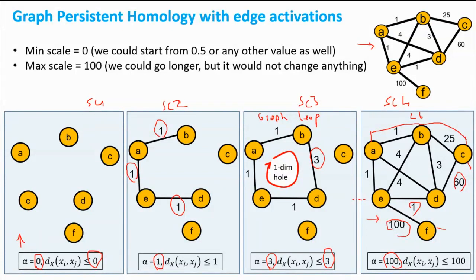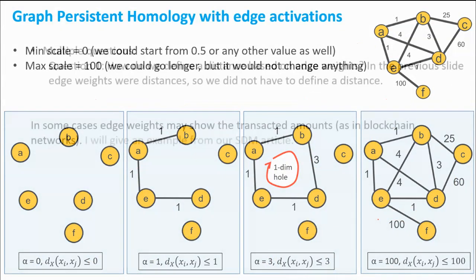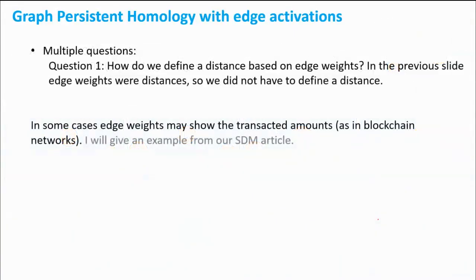Any questions here? So this was edge activation, Vietoris-Rips. Now, there are multiple questions here. The first question is, how do we define a distance based on edge weights? In the previous slide, I said that edge weights were distances, so we did not have to define a distance. In some cases, edge weights are not distances. For example, in blockchains, edge weights show the transacted amounts.